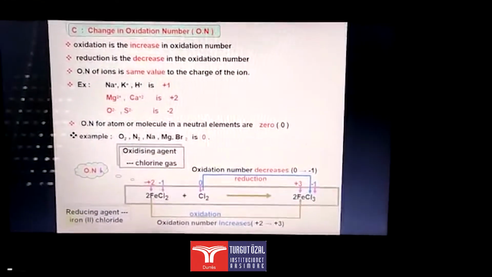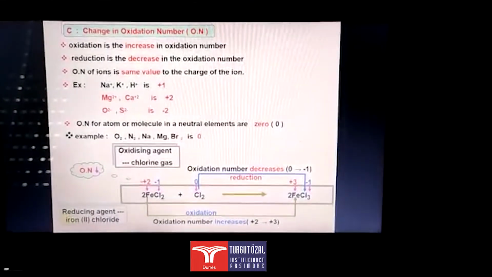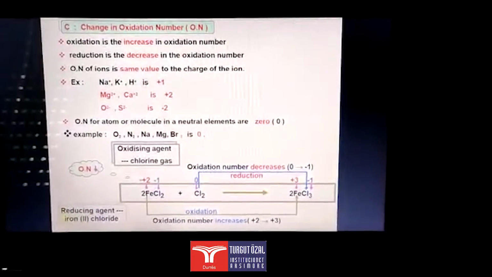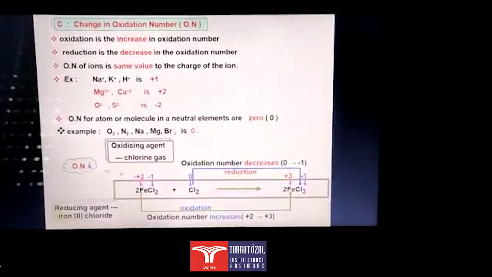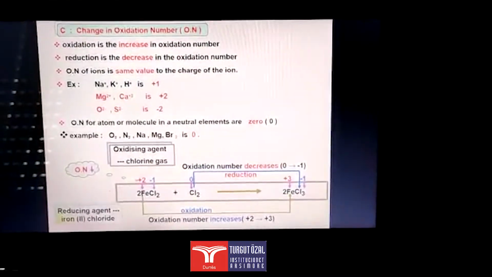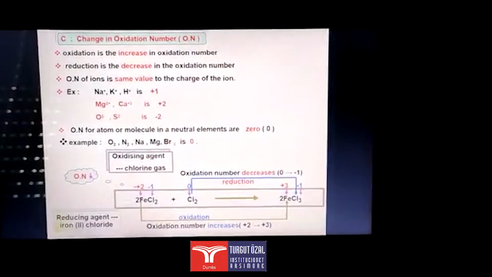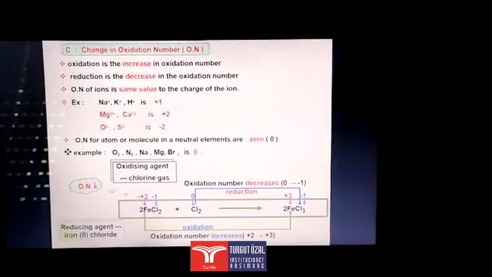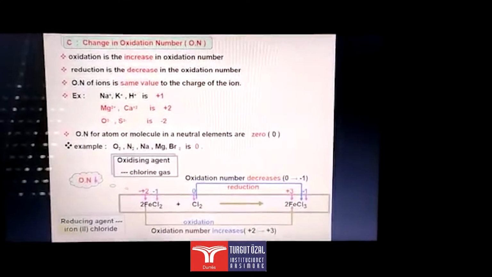Now, change in oxidation number. Oxidation is the increase of oxidation number. Reduction is the decrease of the oxidation number. The oxidation number of ions is the same value as the charge of the ion. For example, sodium ion, potassium ion, hydrogen ion is +1, magnesium and calcium is +2, oxygen, sulfur is -2. The oxidation number for atoms or molecules in neutral elements is 0. For example, oxygen, nitrogen, sodium, magnesium, bromine is 0.